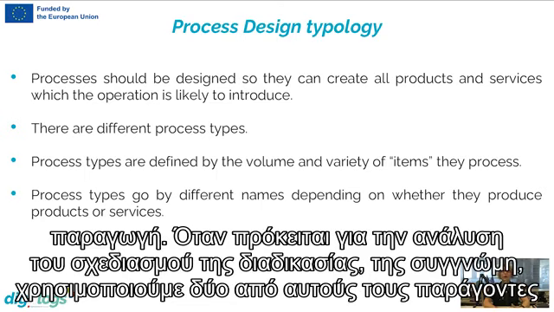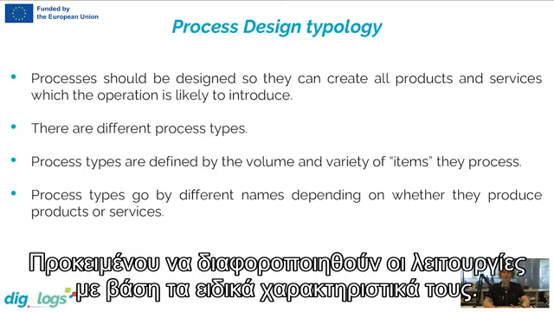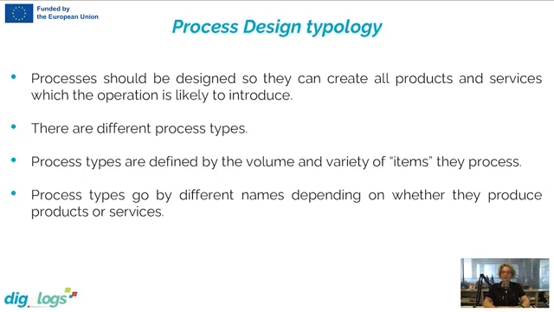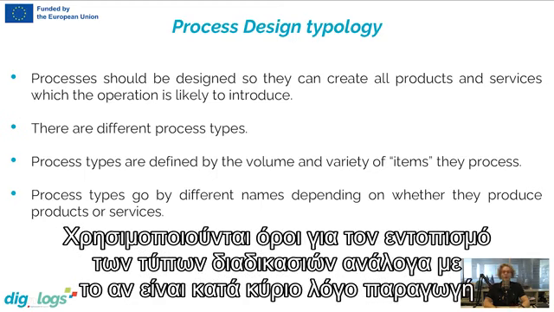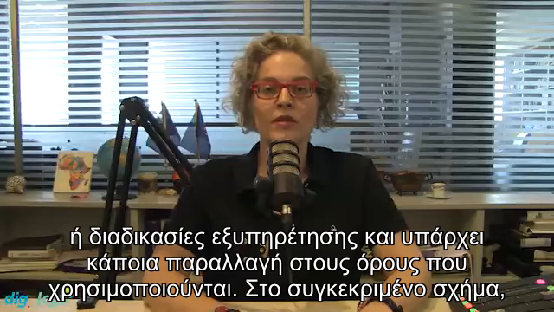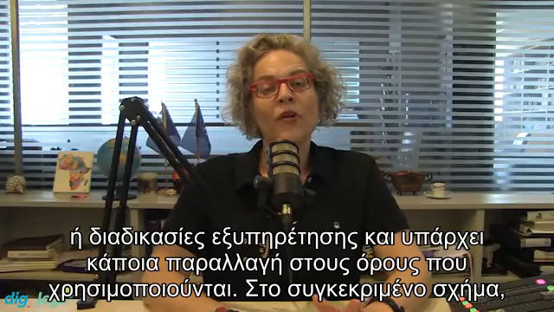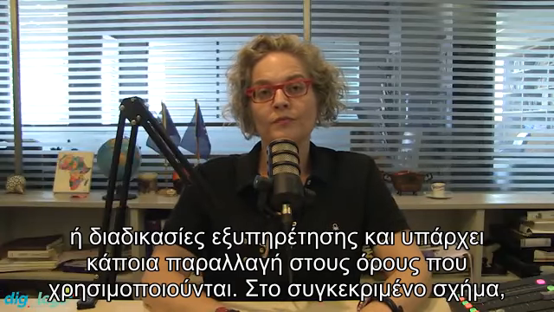When it comes to analyzing the process design topology, we use 2 of these factors in order to differentiate the operations based on their special characteristics. We use a volume variety continuum to illustrate these different process types. Different terms are used to identify process types depending on whether they are predominantly manufacturing or service processes, and there is some variation in the terms used.